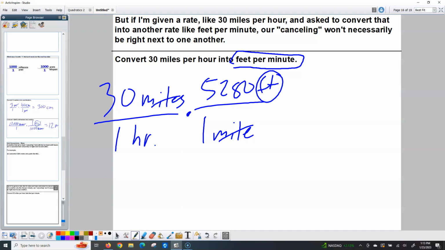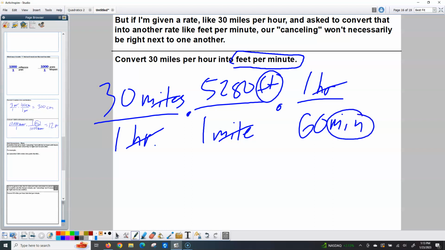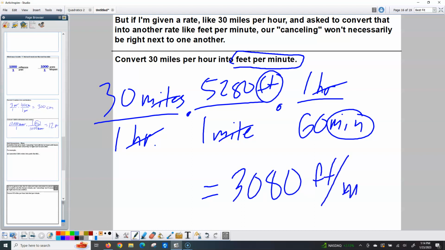So I have an hour over there on the bottom left. I know that there is 60 minutes for every 1 hour, so I can cancel out the hours, and I'm left with feet per minute. So I would multiply all that. I'd have 30 on top, 5,280 on top, and I'd have 60 on the bottom. And I think that that would give you 3,080 feet per minute.